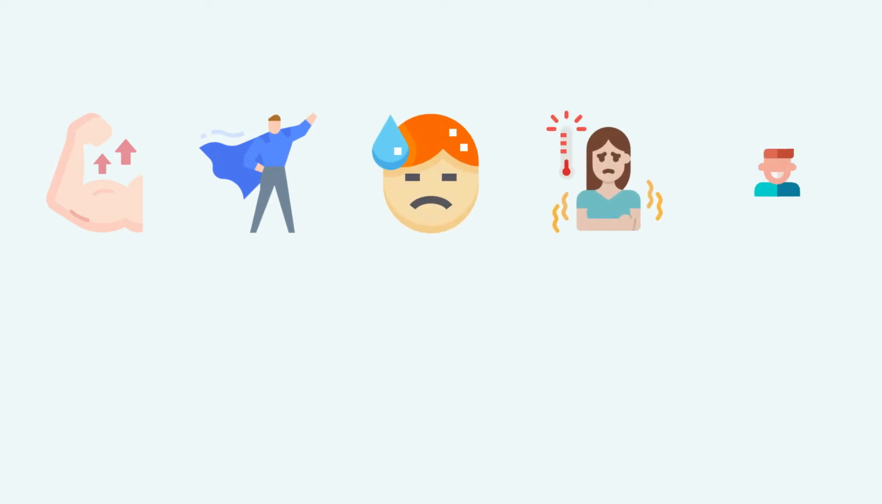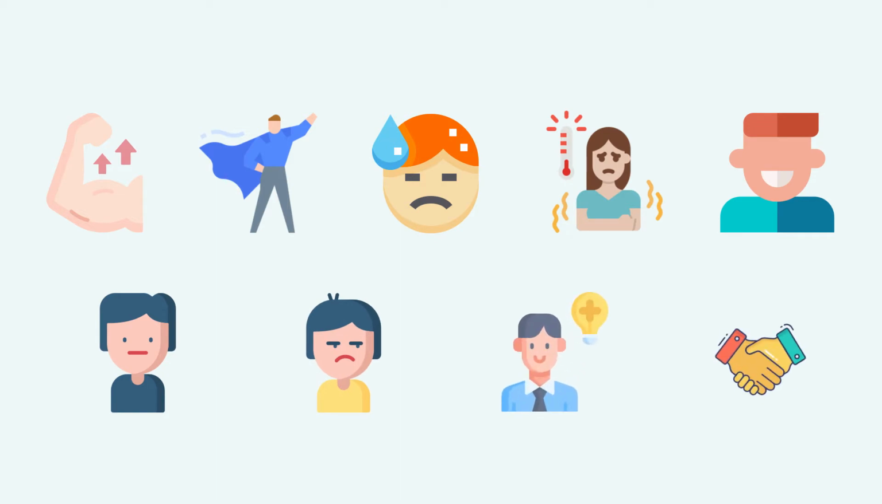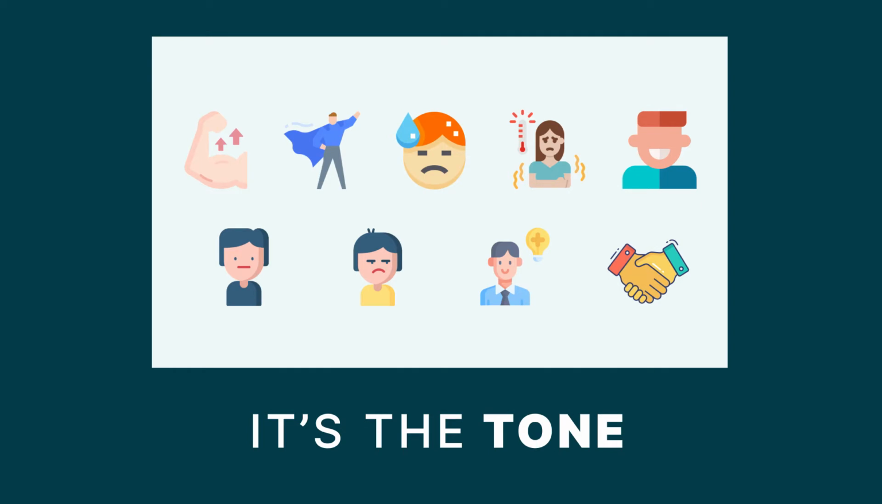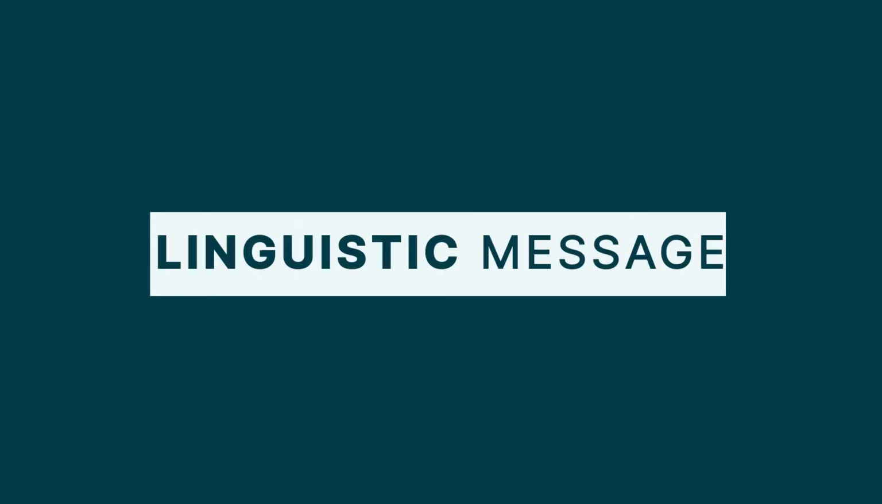The tone of your voice is a combination of elements that determine whether your audience sees you as strong, confident, timid, cold, joyful, disinterested, annoyed, positive, or supportive. It's the tone that determines the emotional message you communicate along with the linguistic message. Now, what are these elements?